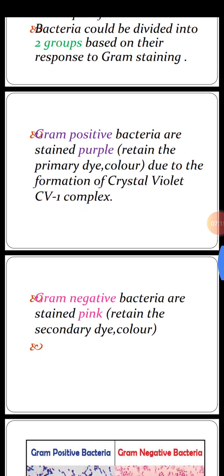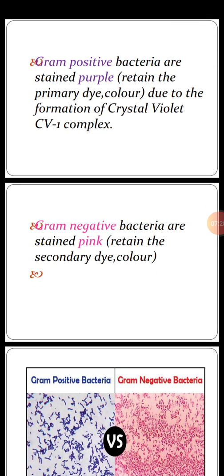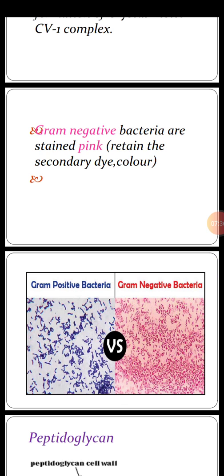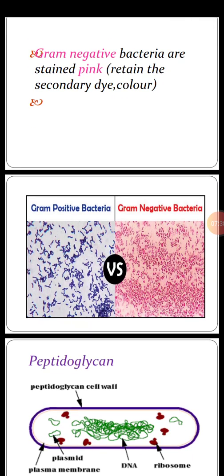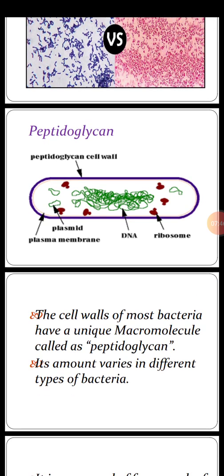Number one is gram-positive bacteria. They are stained purple. They retain the color of the primary dye due to the formation of the crystal violet iodine complex. That is, they are basically purple stained. And second are gram-negative bacteria. They are stained pink and they retain the secondary dye color, which is pink. In the diagram it is mentioned that gram-positive bacteria are stained purple and gram-negative bacteria are stained pink. Next, as you know, the bacterial cell wall is made up of a special molecule called peptidoglycan.